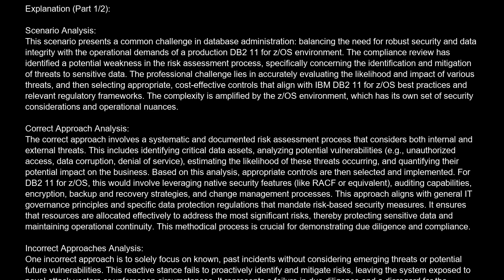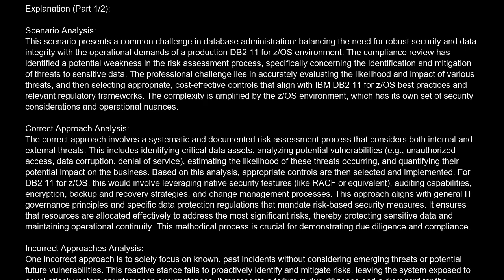Correct approach analysis. The correct approach involves a systematic and documented risk assessment process that considers both internal and external threats. This includes identifying critical data assets, analyzing potential vulnerabilities, e.g., unauthorized access, data corruption, denial of service, estimating the likelihood of these threats occurring, and quantifying their potential impact on the business. Based on this analysis, appropriate controls are then selected and implemented.